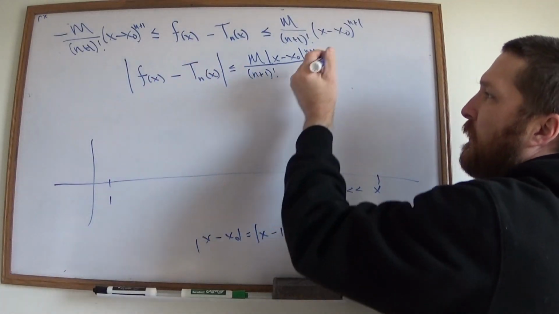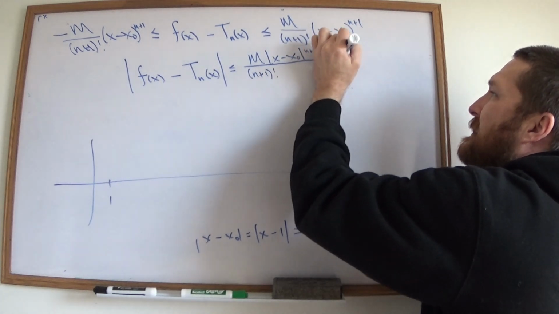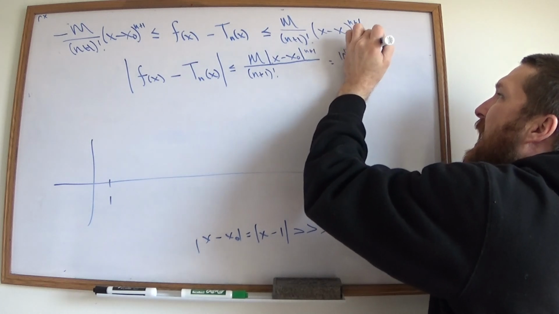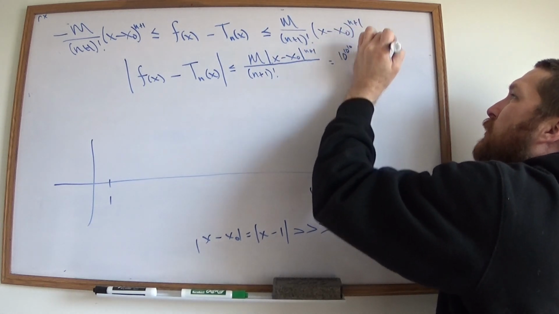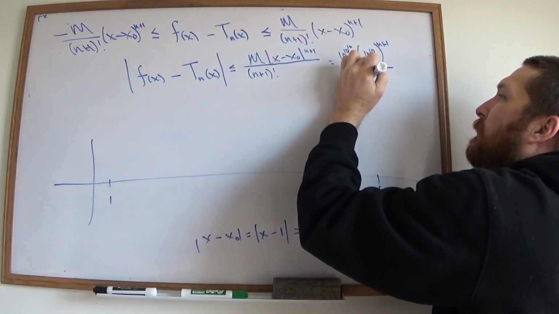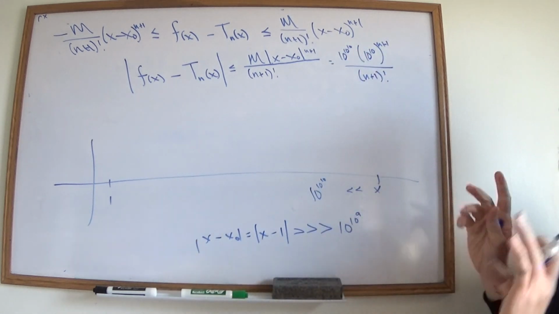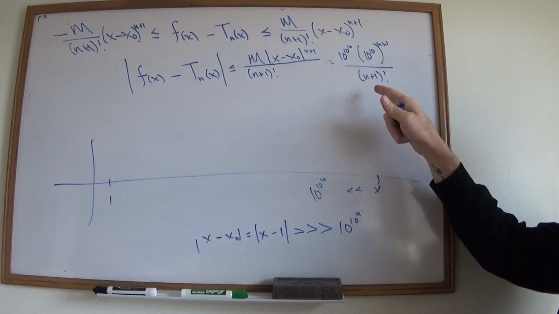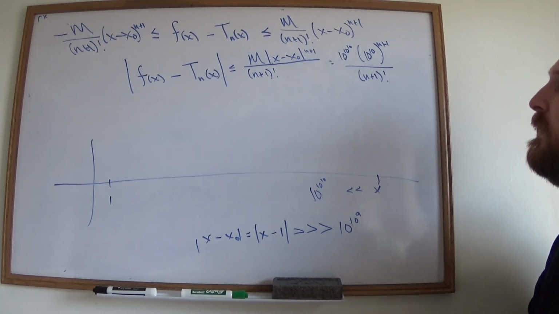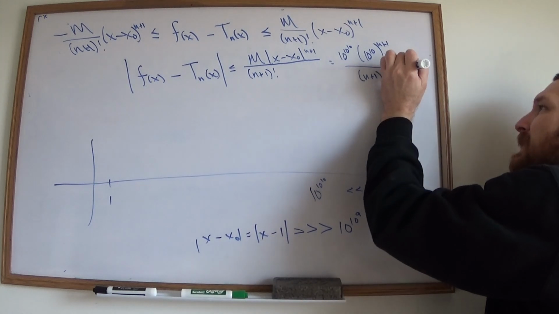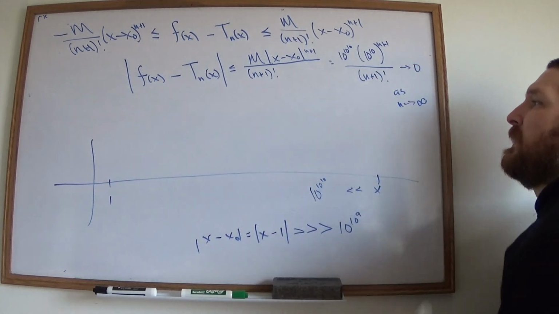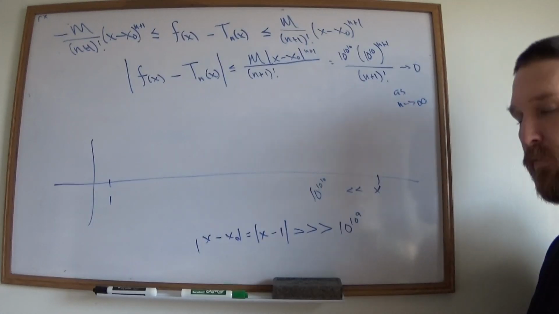M itself could be like 10 to the 10 to the 10, and then you have some 10 to the 10 raised to n plus 1, and you're dividing by n plus 1 factorial. My claim is that even in that really bad scenario, when n goes to infinity, this thing still goes to 0. So that's going to be the next thing that we prove.